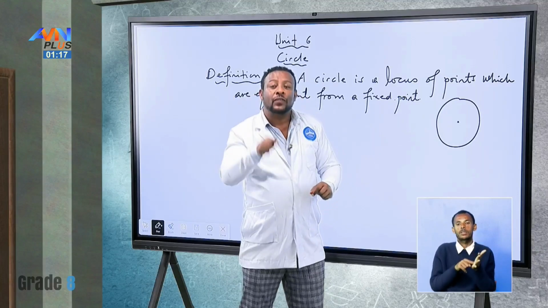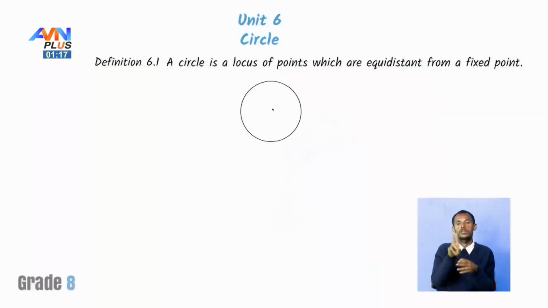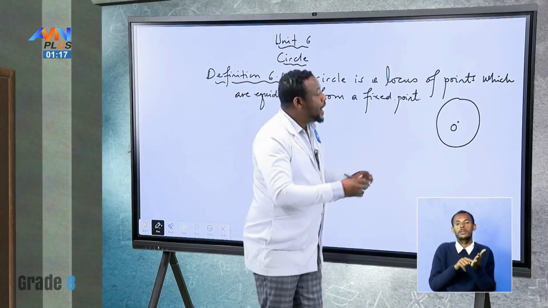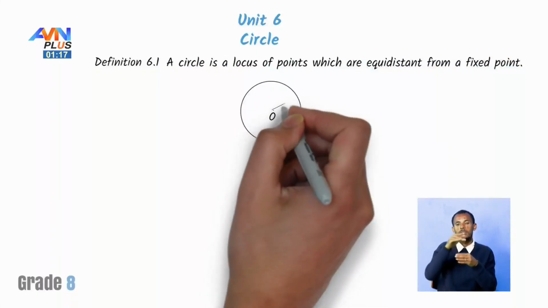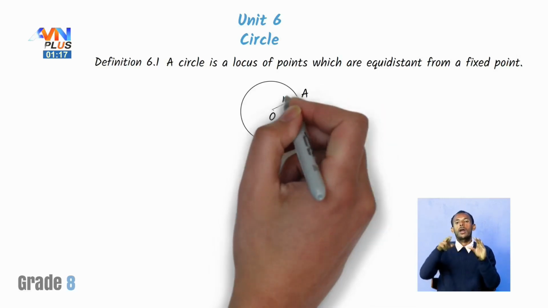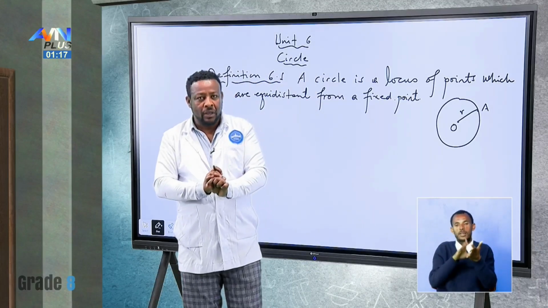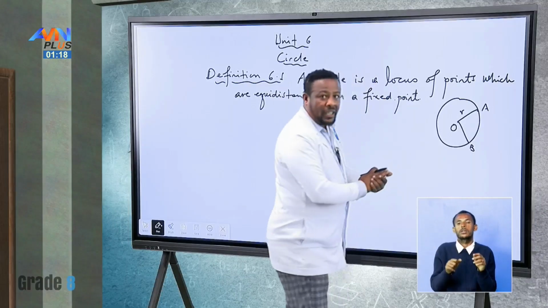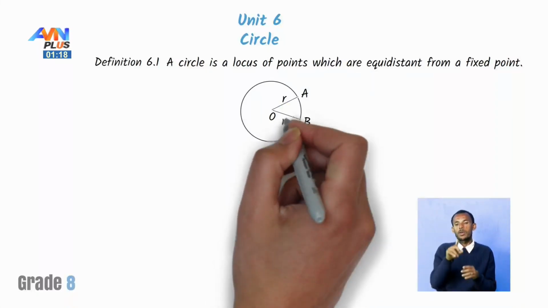Usually that fixed point is called the center, and the center is usually represented by capital letter O. So this point, and any point on the circle. You can take any point on the circle, say A. OA, this distance is called the radius. The radius of a circle is a line segment joining the center and any point on the circle. If you draw O to B and O to A, the lengths are the same. This is the radius. You can have infinitely many radii.